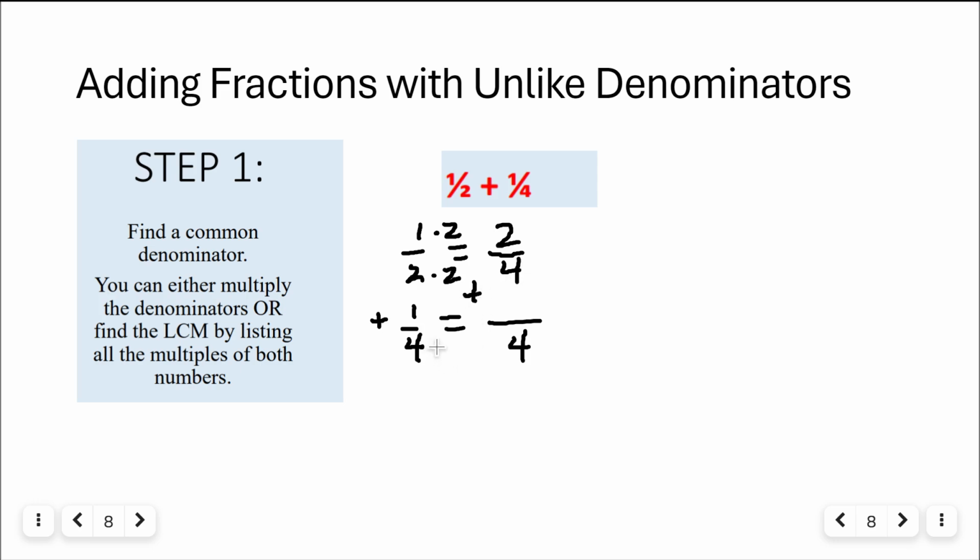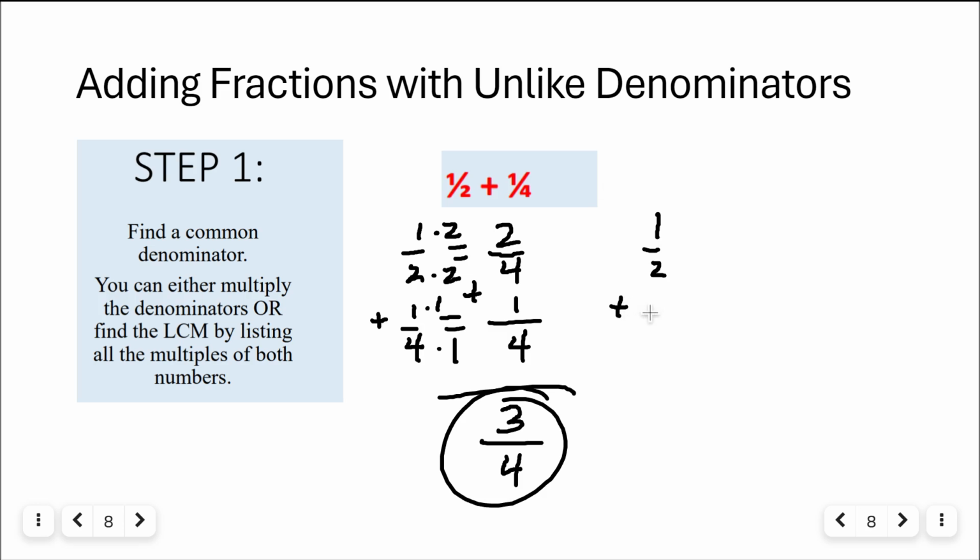Plus, down here, the 1/4, I just multiply by 1. So this fraction stays the same. 2/4 plus 1/4. Now my denominator is common. I'll write it down. 2 plus 1 is 3. 3/4 is my fraction, okay? That's the sum of 1/2 and 1/4. That's one way to do it. The other way to do it is this way, and I'll show you here. They both do the same thing. One of them takes an extra step.